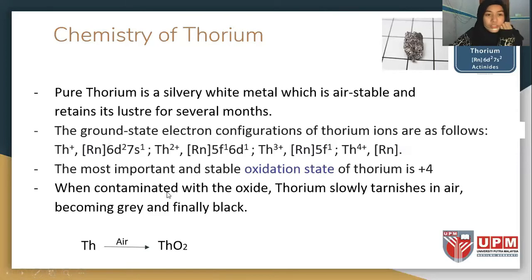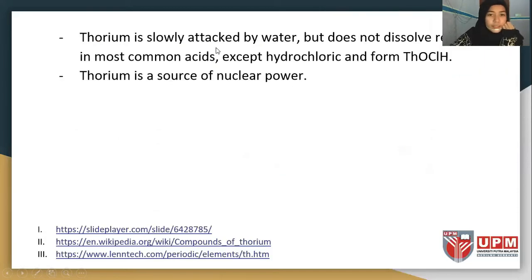Then when thorium is contaminated with oxide, it becomes thorium dioxide here, and it slowly tarnishes in air, becoming gray and finally black. Then thorium is slowly attacked by water, but it does not dissolve readily in most common acids except hydrochloric acid. If thorium reacts with hydrochloric acid, it will form ThOCl2 and H2 here.